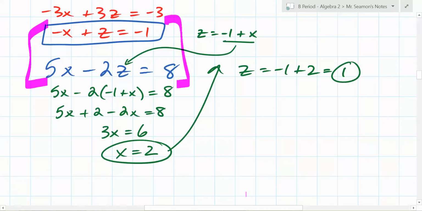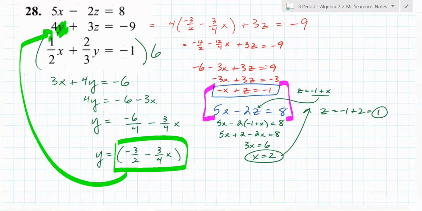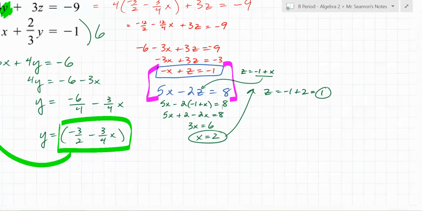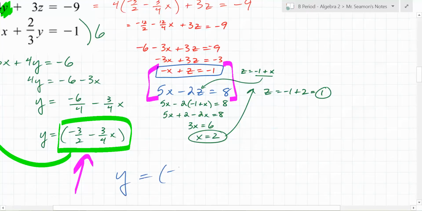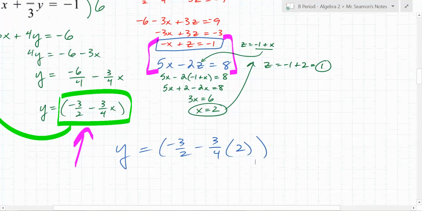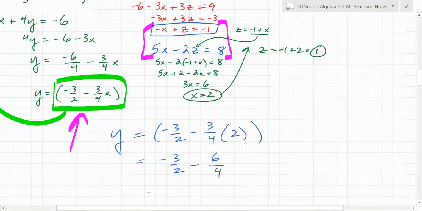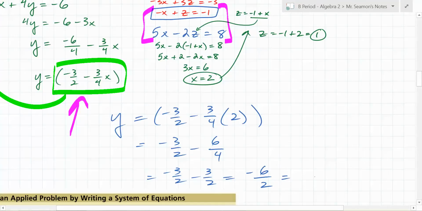We have 3. You could graph it, and actually it would kind of work, but you should not default to graphing because we know it's not that accurate unless you're really careful. So we have 2 and 1. What can we plug it into? Let's go back and look. Did we solve for y? What did we do first, everybody? What does y equal? Y is equal to negative 3 over 2 minus 3 over 4 times x, which is 2. So that's negative 3 over 2 minus 6 over 4, which is negative 3 over 2 minus 3 over 2, which is negative 6 over 2, which is negative 3.